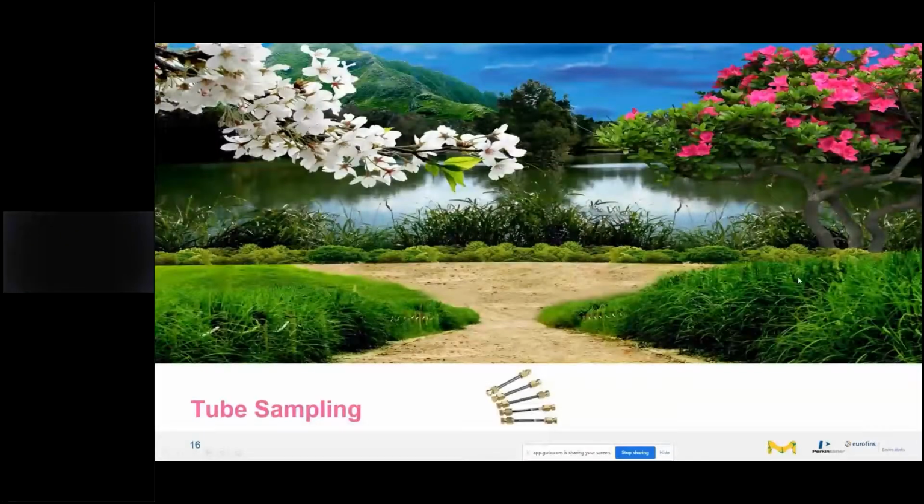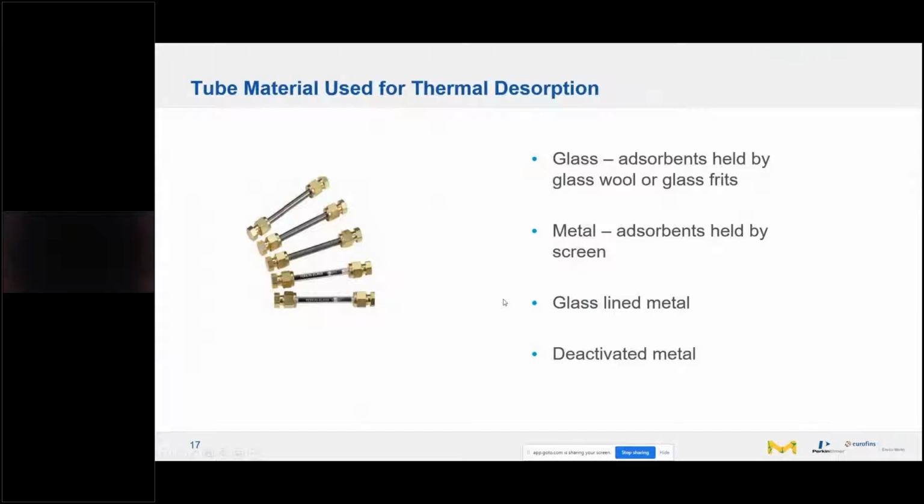So we're talking about tubes. Let's get into the tubes. We have glass, metal, glass-lined metal, or deactivated metal. For field sampling, metal is desired because glass could break. Then also we could put more absorbent into a metal tube because it has thinner walls than a glass tube, which has thicker walls. And we could discuss tubes for probably 30 minutes, which we don't have, so that's just a little bit of a flavor for them.